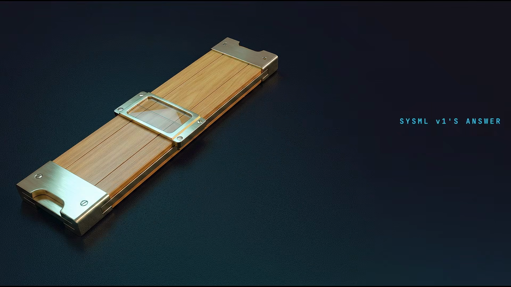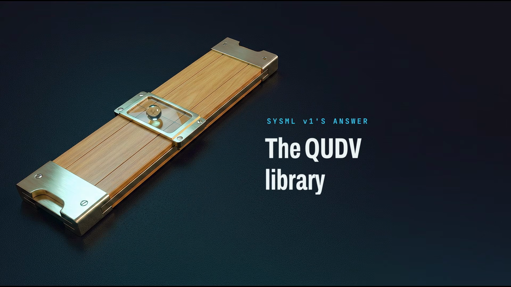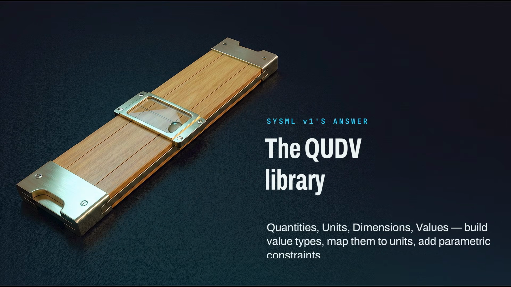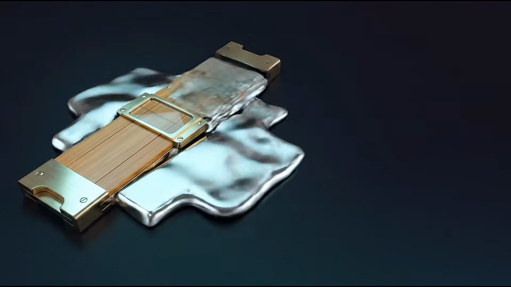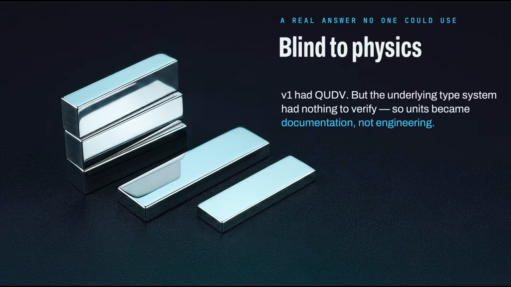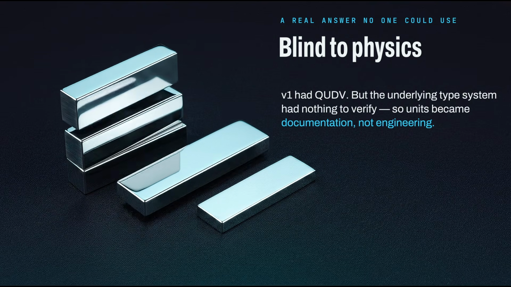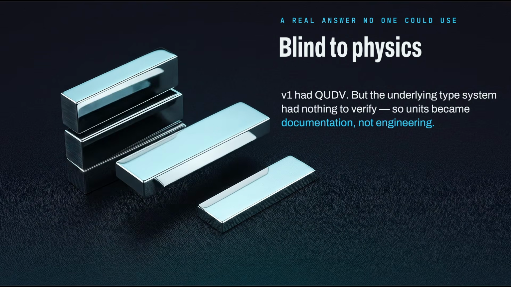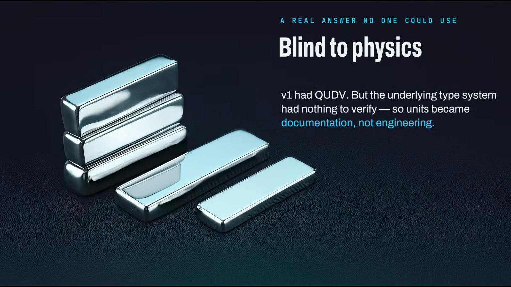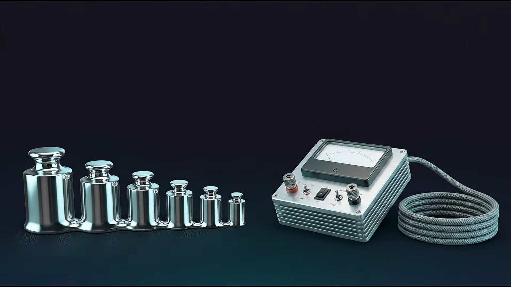The system did not carry the units needed to tell the difference. SysML v1 had a sophisticated answer to this problem. QUDV for quantities, units, dimensions, and values. You could build value types, map them to quantity kinds and units, then use parametric constraints to catch invalid equations. That capability was real, but the usability was immense. Because the underlying UML type system was blind to physics, it had nothing useful to verify. Units became documentation, not engineering.